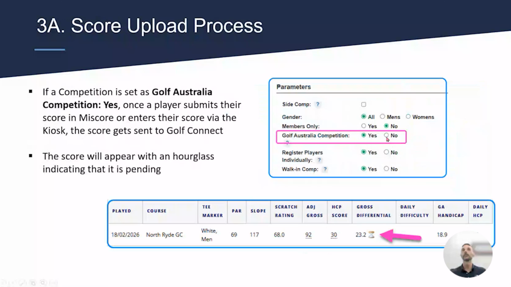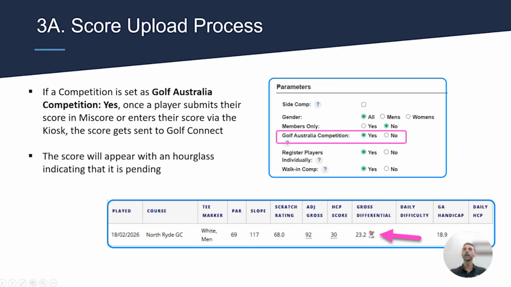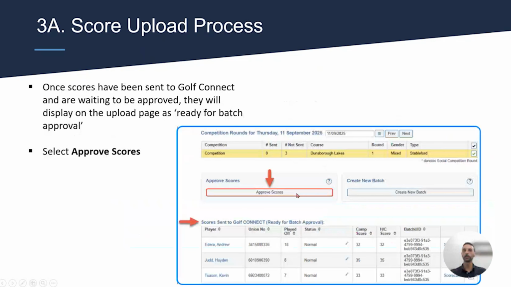And in terms of the upload, once you get to the upload screen, you'll see there's a section here which would have the bulk of the scores, and it should say score sent to Golf Connect, ready for batch approval. So these are the scores that are in there with the pending hourglass, waiting for you to approve them. Once you hit approve, the system goes through the process of finalizing the score, and that's when it contributes to the player's handicap.